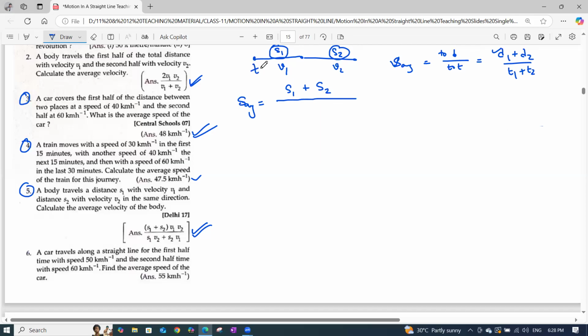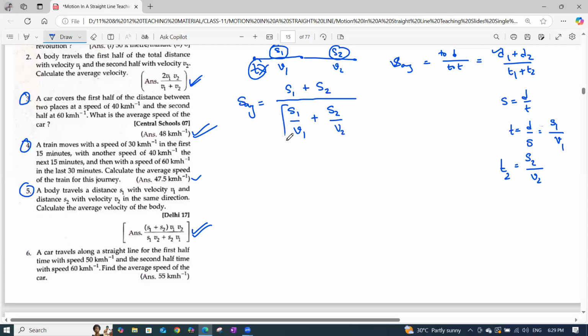T1 plus T2. Here they didn't talk about time. Now we have to extract time from the basic formula, that is speed is equal to distance by time. From this, time is equal to distance by speed. Now what is the first condition? Distance is S1 and velocity is V1. So we'll get T1 as S1 by V1, plus again the same, T2 as second distance S2 and second velocity V2. So T2 we can substitute as S2 by V2.